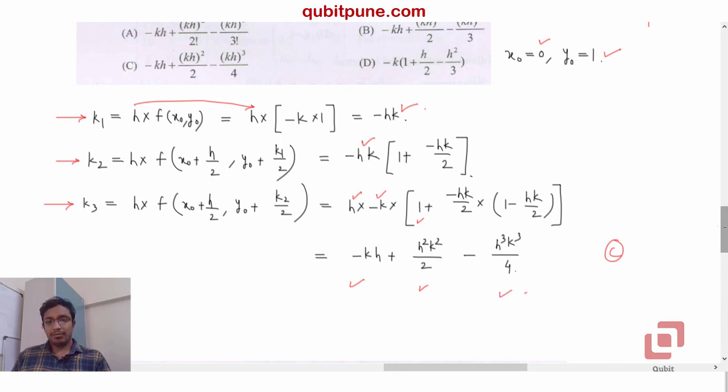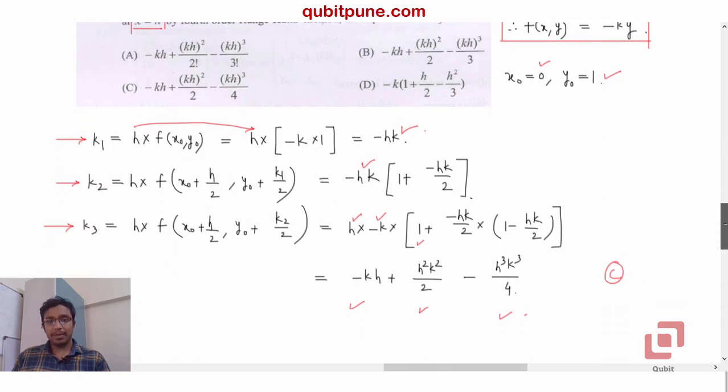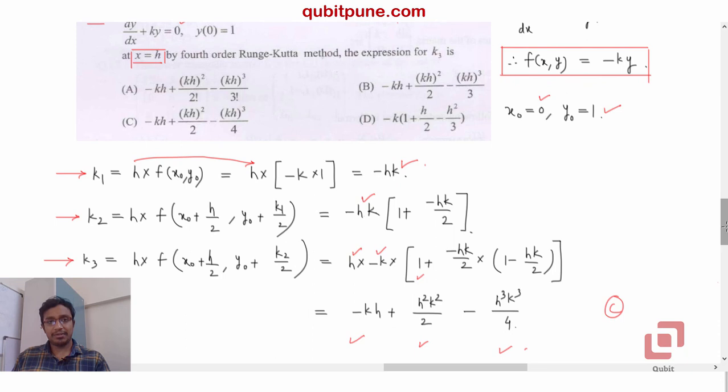If you compare this with the options, it turns out that option C is the right option: minus kh plus h squared k squared by 2 minus h cube k cube by 4. So that is option C.